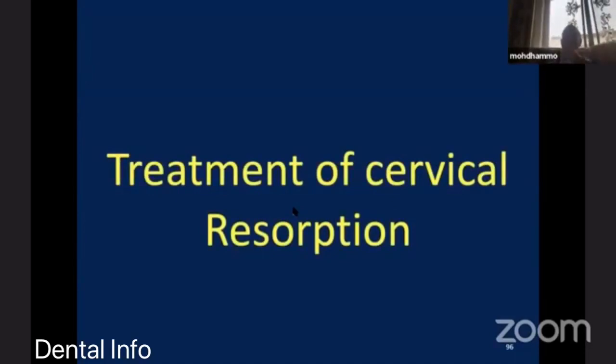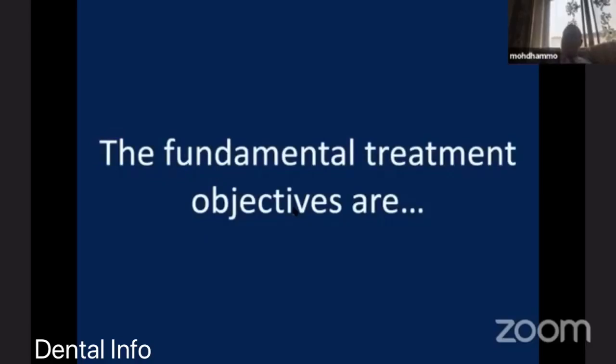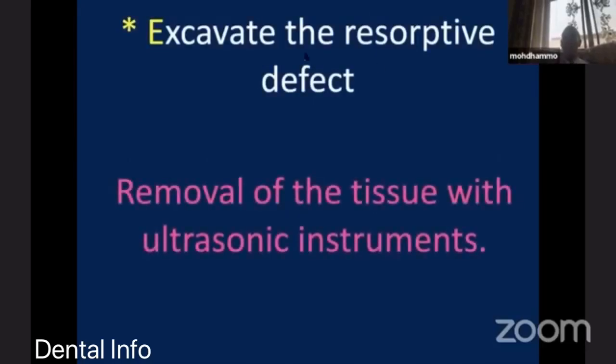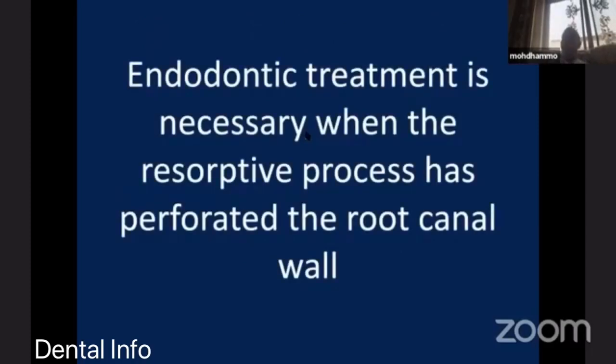Now, what is the treatment of cervical resorption? First, what are the objectives of the treatments? The objectives are, first, we have to remove the resorptive defect. We have to remove all of the tissues or granulation tissues, and I like to use the ultrasonic scaler to remove such granulation tissue. Then I will go to endodontic treatment, which is necessary when the resorptive process has perforated the root canal wall. So if it affected the root canal space, I have to make root canal treatment.